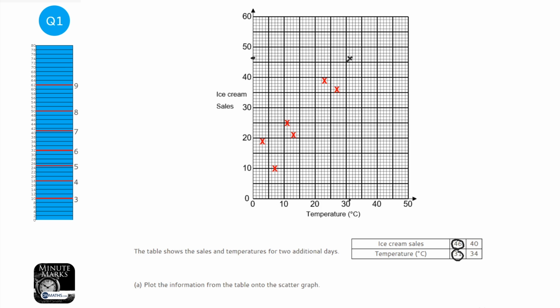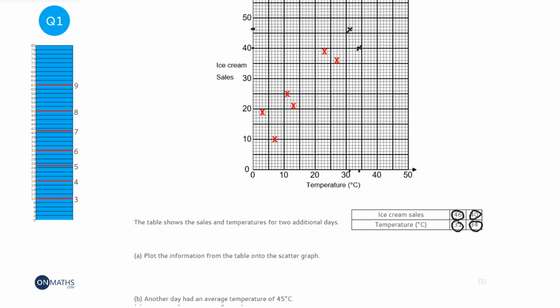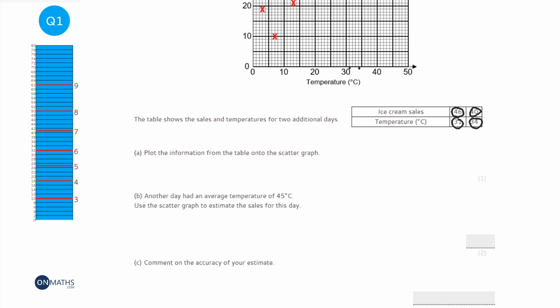So we're looking about here. Next one, ice cream sales 40, which is here on the scale, and temperature 34, which is here. So we've just got to be careful, and it's about there. So those are the two plots that we want to take. Next question says, on another day had an average temperature of 45 degrees. Use the scatter graph to estimate the sales of the day.